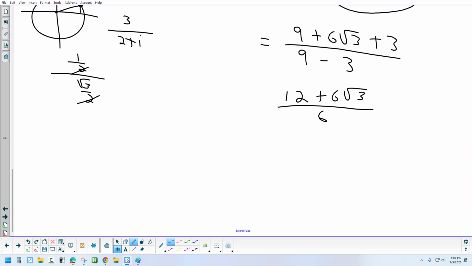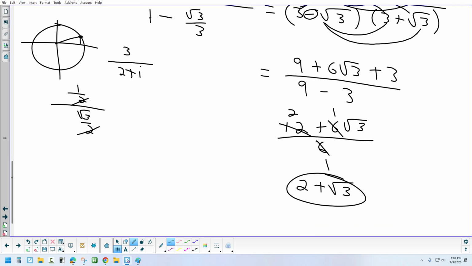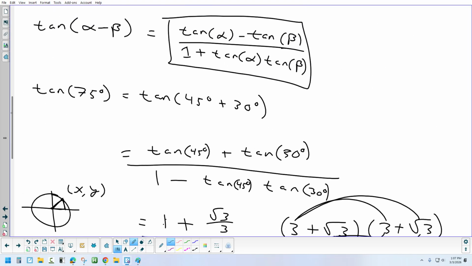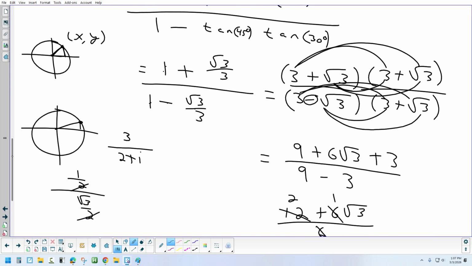So I've accomplished not having a root in the bottom. But if you look at that, what's everything in the top divisible by? The biggest thing it's divisible by. 6. So divide everything by 6. And that's your final answer. 2 plus the square root of 3. And if you check it, I'm not going to, but if you do, type in 2 plus square root of 3, type in tangent of 75, they come out exactly the same.